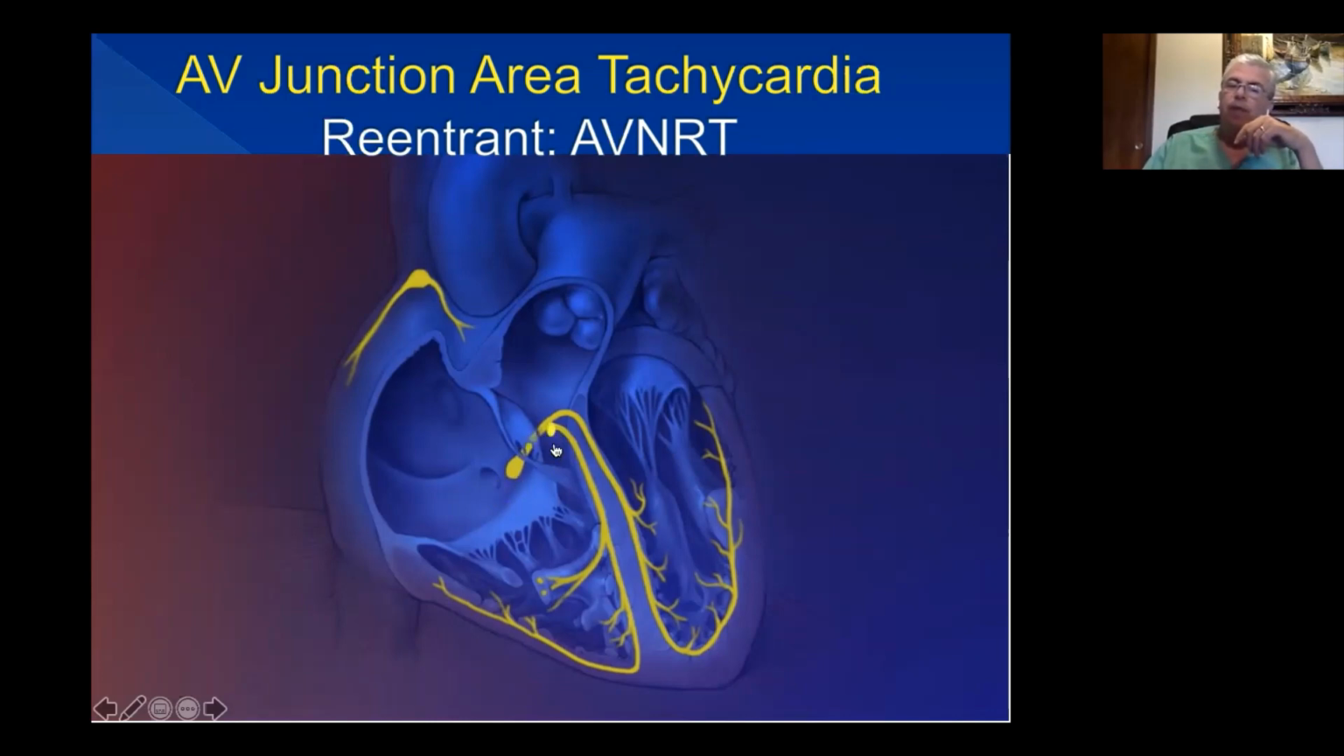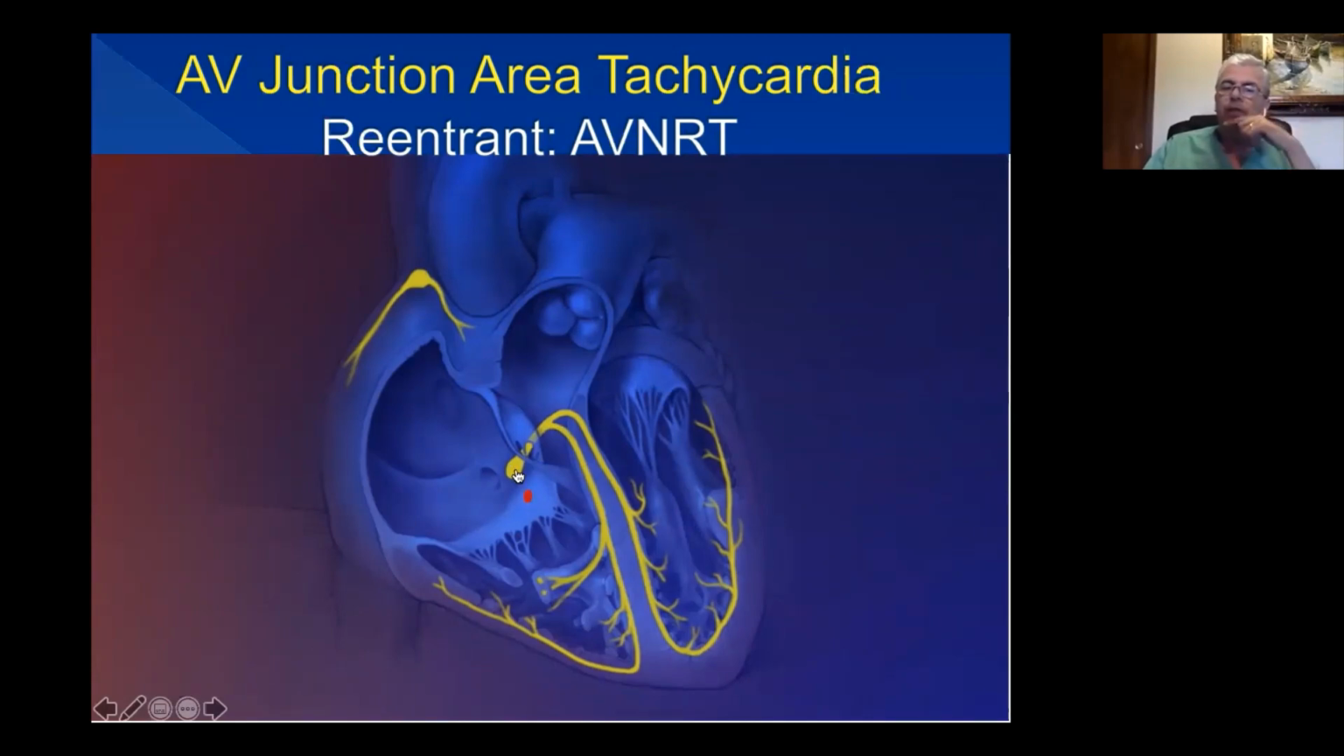Re-entry in the AV junction area, we call it AV nodal reentrant tachycardia. So every time this goes around, it goes up to activate the atria and goes down to activate the ventricles. Also, the P wave is usually buried within the QRS or after the QRS. How do we stop that tachycardia? We burn just posterior to the AV node.